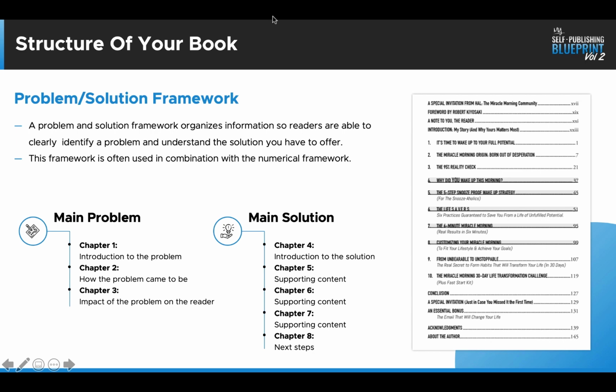This is also very, very commonly used when you're writing your book in terms of a story, not necessarily a fiction book. It's a nonfiction book, but you're writing it as a story. It's something that you've gone through, or something the main character, your pen name, has gone through. So the main solution then, right? We're going to introduce them to the solution now. Chapter 4, introduce solution. 5, supporting content. 6, 7, 8, and so on. And you can see that example here in the table of contents of The Miracle Morning.